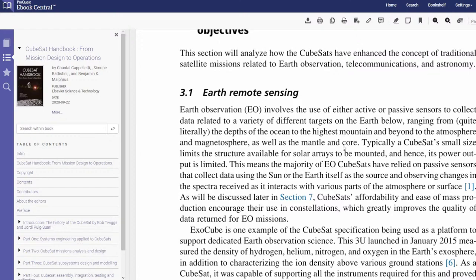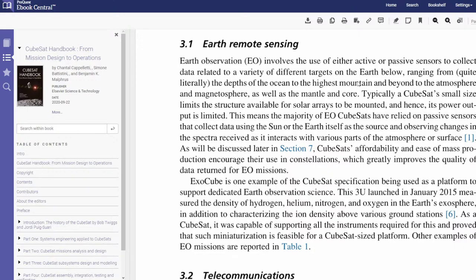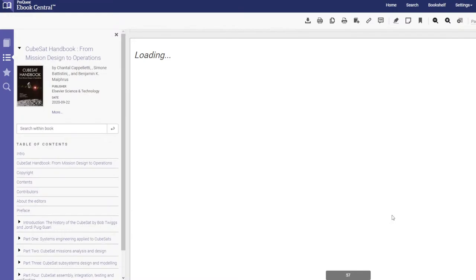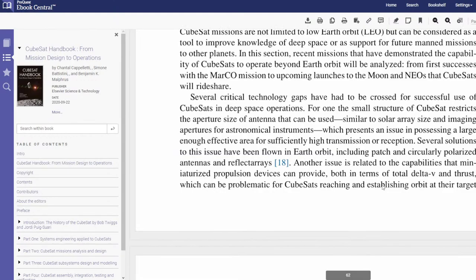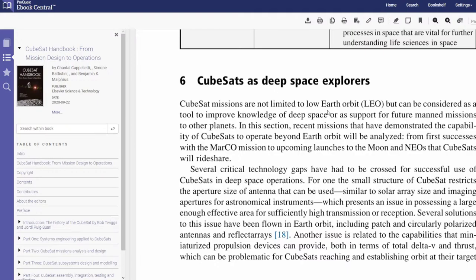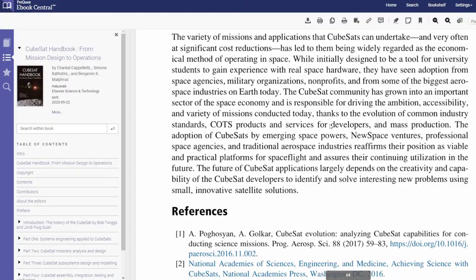The section will analyze how the CubeSats have enhanced the concept of traditional satellite missions related to Earth observation, telecoms, and astronomy. Earth remote sensing, Earth observation. Yes, this is one thing I want, I think, and telecom. Not astronomy. Spaceborne technology. Deep space. Talked about LEO here. CubeSat missions are not limited to... Oh, okay. Distributed instruments and constellation. Okay, so read 1 and 2, I think that's enough.